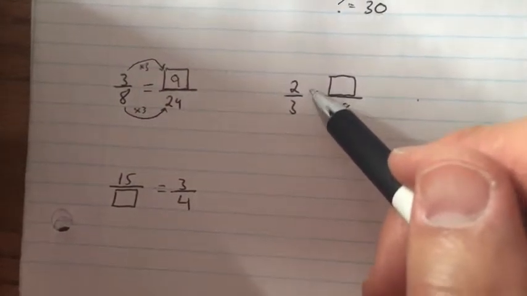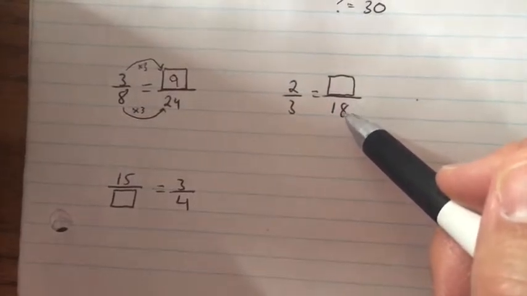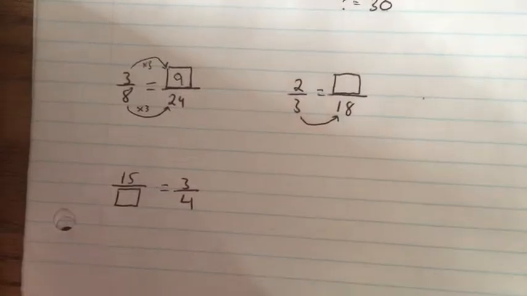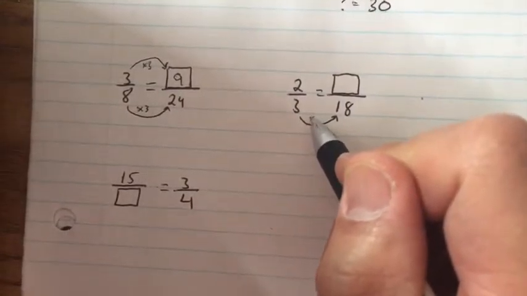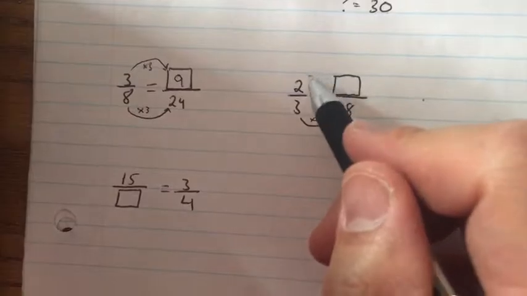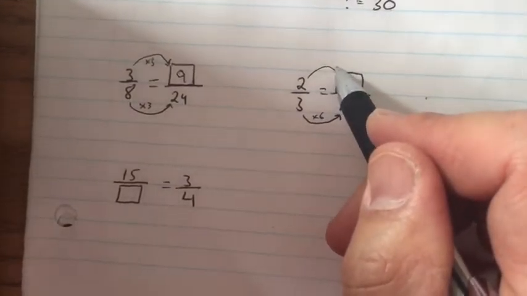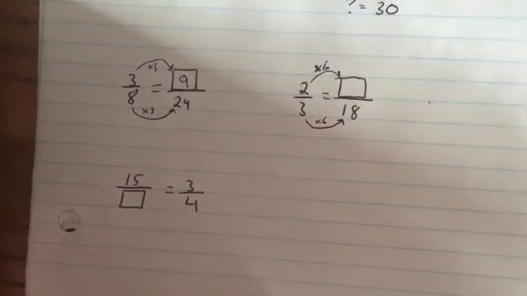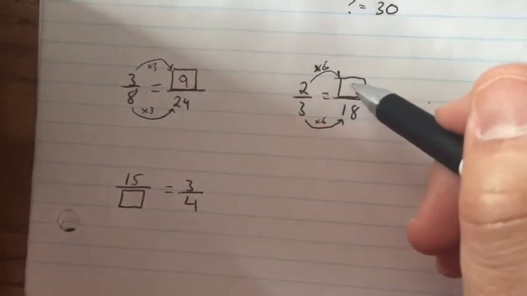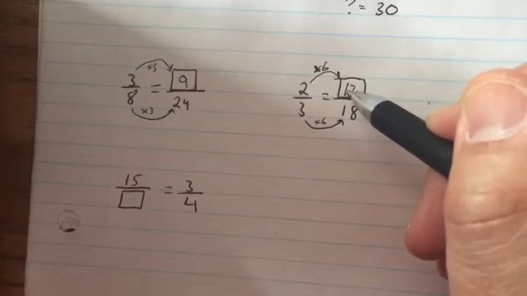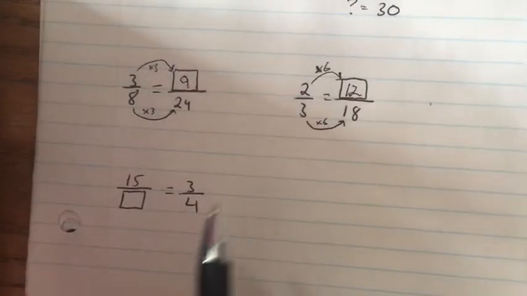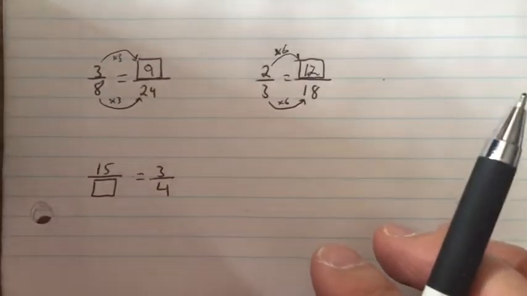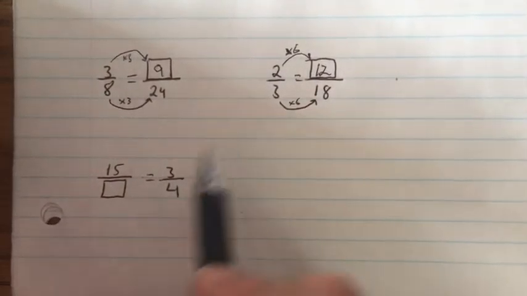Here in this example, 2 over 3 is equal to something over 18. We can use this bottom relationship, so the bottom number 3, to get to 18 had to be multiplied by 6. And we're going to use that same relationship on the top. So 2 is also going to be multiplied by 6. And when we do that, 2 times 6 is equal to 12. You can see these are equivalent fractions. So we're using the proportions here so that we can see these equivalent fractions.